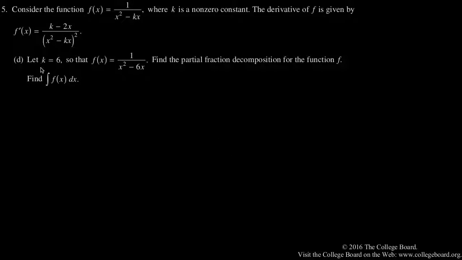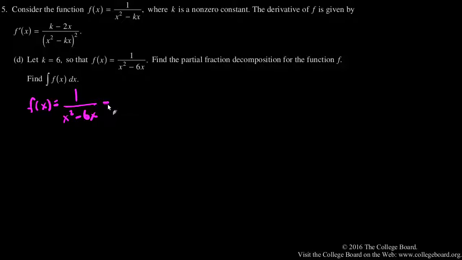On to part D. If we let k equal 6, so that f of x is equal to 1 over x squared minus 6x, we want to find the partial fraction decomposition for f, and then find this integral. So two things. Partial fractions, so we'll say f of x is equal to 1 over x squared minus 6x.